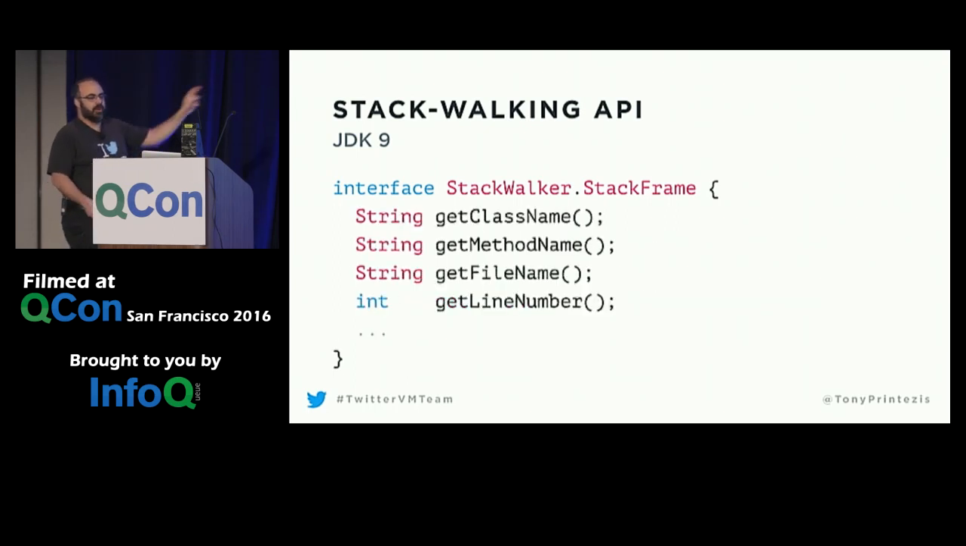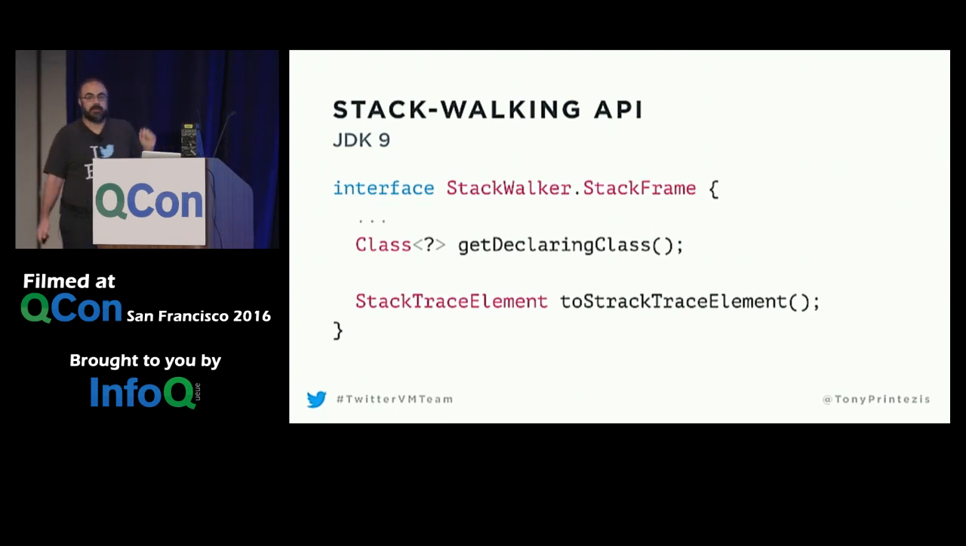And it's interesting because if you only have the class name, you cannot always get the class. Why? Because of class loaders. You can have the same class with the same name loaded multiple times by different loaders, so you don't know which one it is. But with this, you can. And there's also a convenience method that translates a stack frame to a stack trace element. If you already have code that operates over stack trace elements, you can just use that.